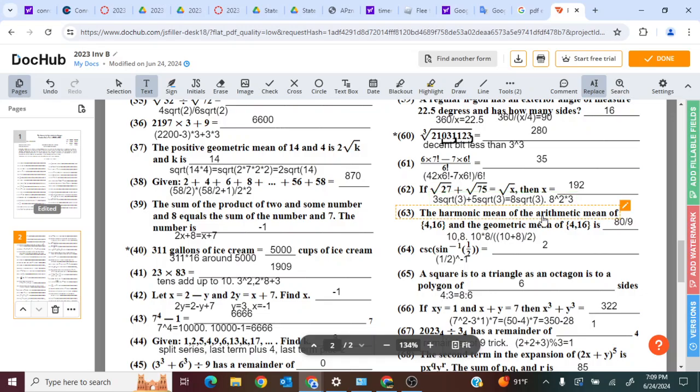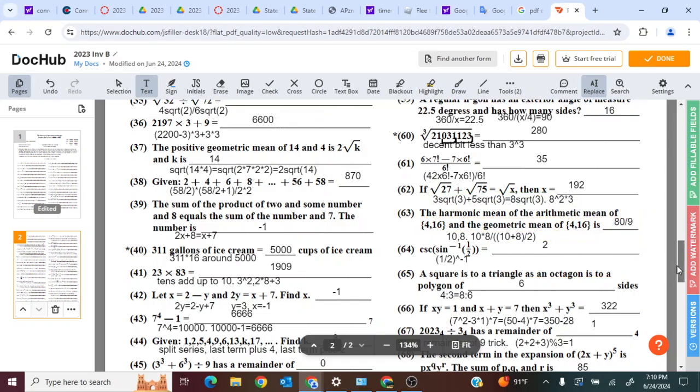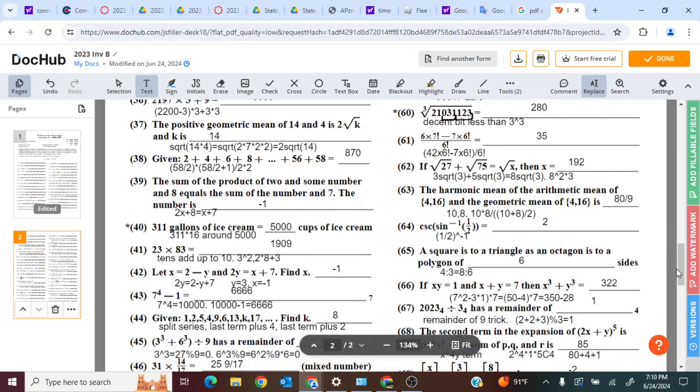The harmonic mean of the arithmetic mean of that and the geometric mean of that is what? Well, the arithmetic mean is 10. The geometric mean is the square root of 4 times 16, which is 8. So here's an interesting trick for the harmonic mean of two numbers: you multiply the two numbers, that's your numerator. You take the average of the two numbers, that's your denominator. So 80 over 9, or 10 times 8 over the average of 8 and 10.